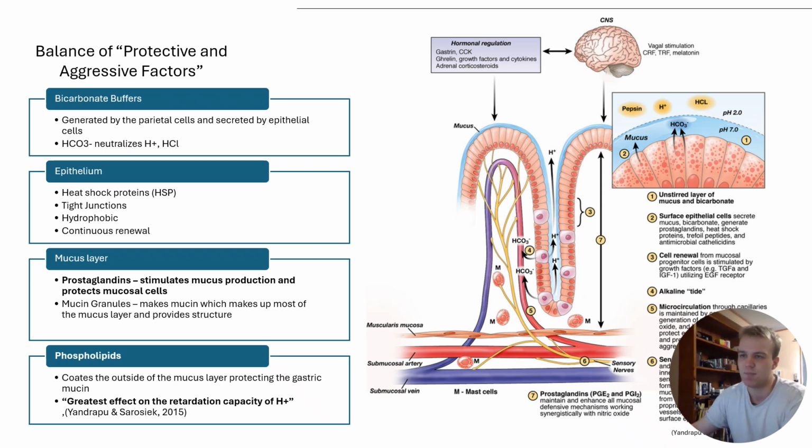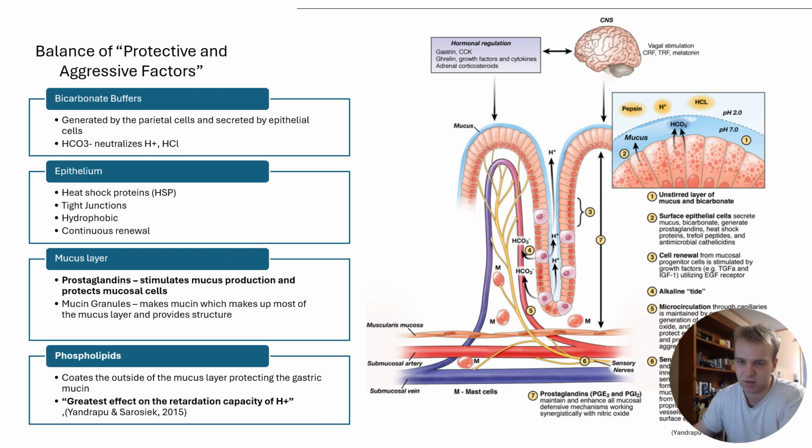So I've got some stuff highlighted. I've got the mucus layer. Prostaglandins are fatty acids produced in the mucosal layer, and they stimulate mucus production and protect the mucosal cells. The mucus is produced by mucin granules. The mucin granules are the cells that produce mucin, which is like the main body of the mucus layer that protects the epithelial layer.